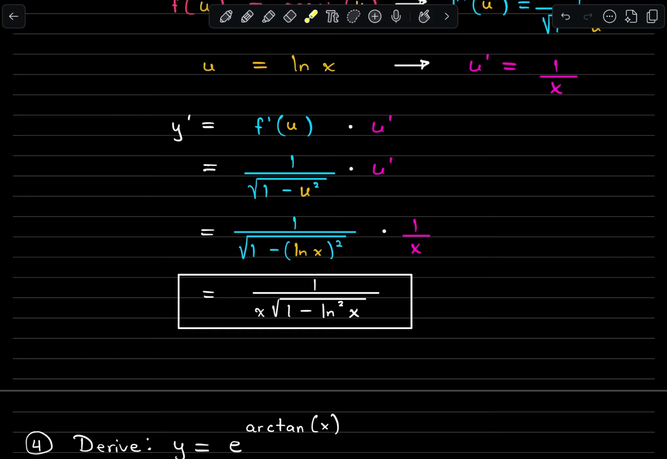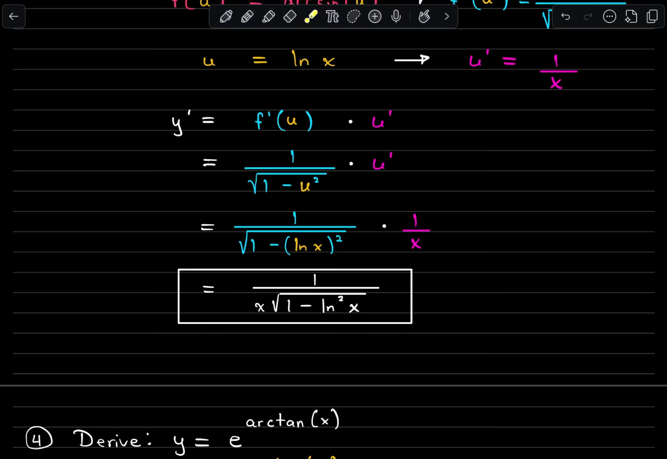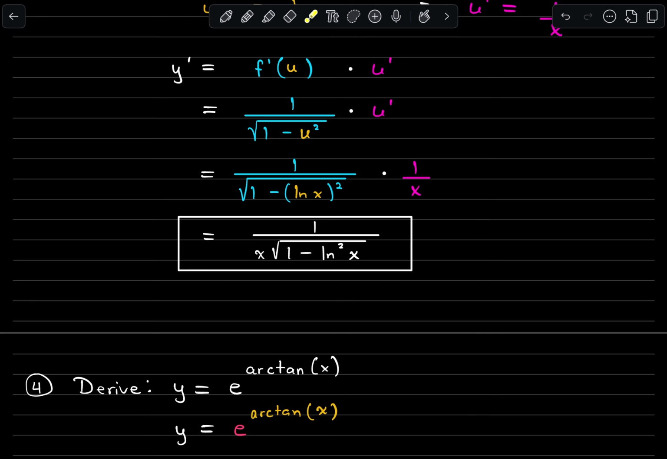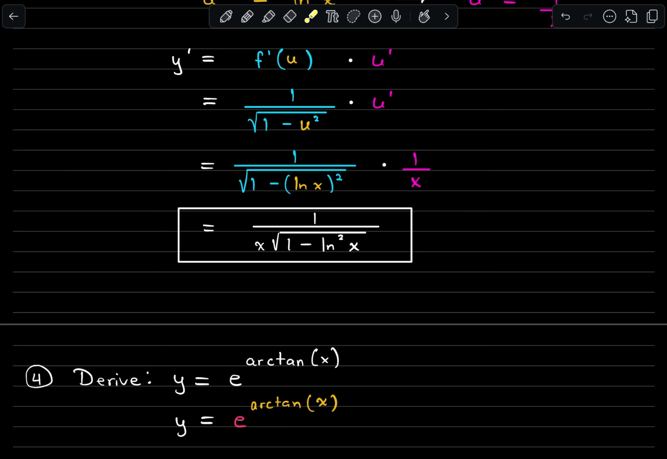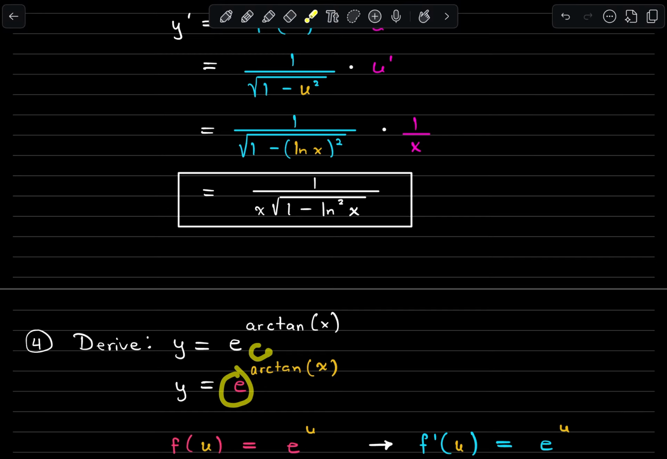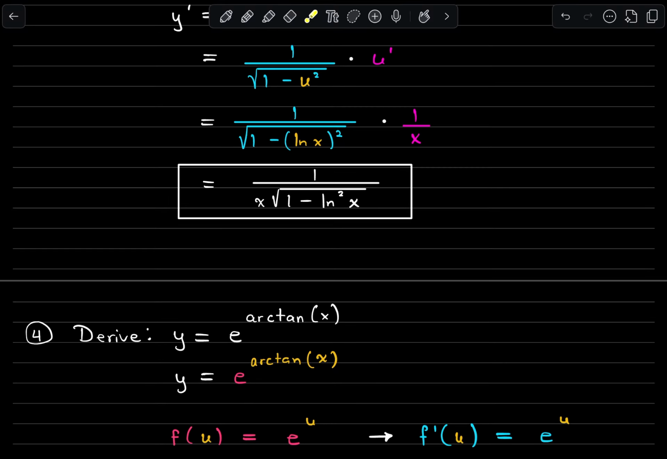All right. And for our last example, let's see if we can take the derivative of y equals e raised to the arctangent of x power. So you've got arctangent of x, this entire inverse trig function, as the exponent of e in this case. Okay, let's see how this is going to work. So obviously e is the outer function. Arctangent is the inner function. I should say e to some power is the outer function. E to the u is what we're going to call this.